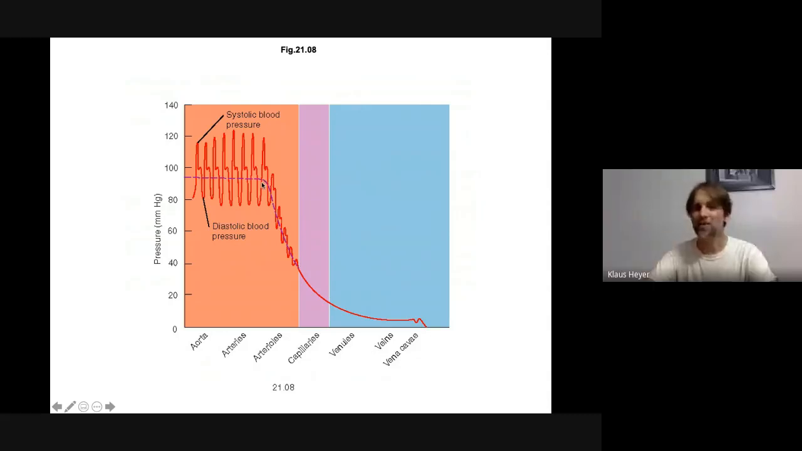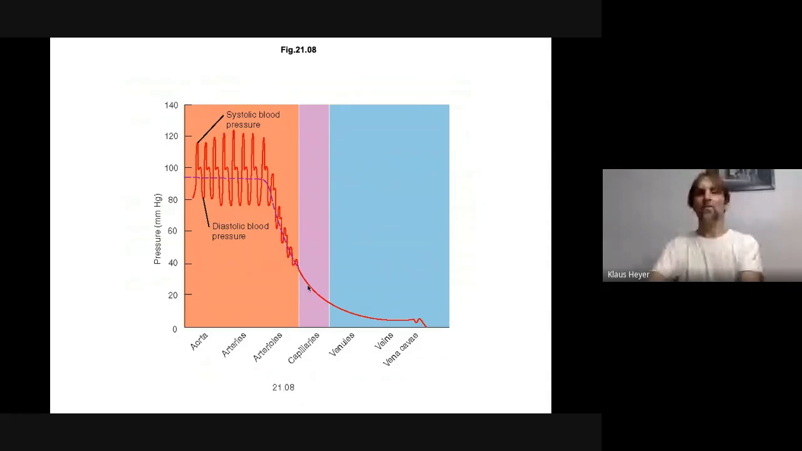And look what happens when you get to the arterioles. Remember what the arterioles are. Their job is to slow down blood flow and reduce the pressure before the blood gets into the capillary. Look how pressure drops once it hits the arterioles. So between the arteries and the capillaries, the pressure drops significantly.